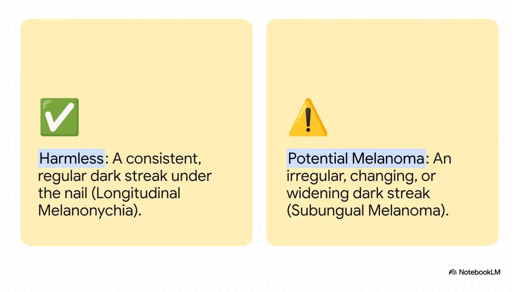Look at the image on the left. That's a harmless dark streak on a nail called longitudinal melanonychia. Notice how it's consistent, it's regular. But now look at the right. That is a potential subungual melanoma. The huge warning signs are that the streak is irregular, it's changing, or it's widening over time. If you ever see anything that looks like the image on the right on yourself or someone else, it is absolutely essential to get it checked by a doctor right away.